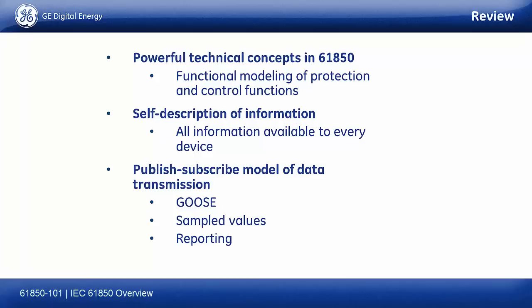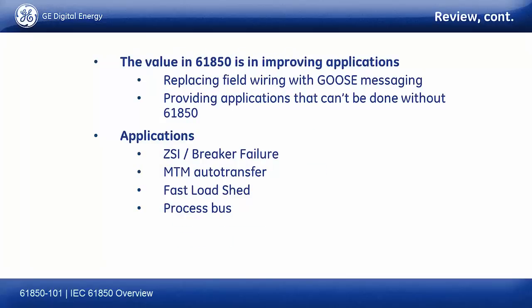So we can know information, where it comes from, what it means, that we can trust it, and because we know it, we can share it with all devices, everything, right, based on functional modeling and self-description. And we can share it using publish-subscribe like GOOSE and sampled values. We can share it using client-server reporting. These are great things we can do.